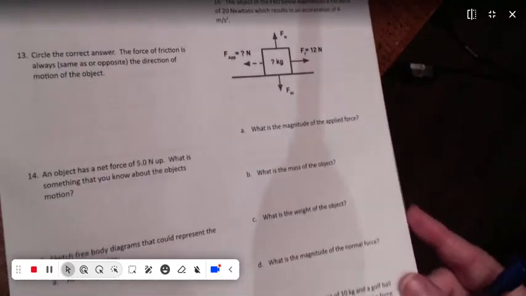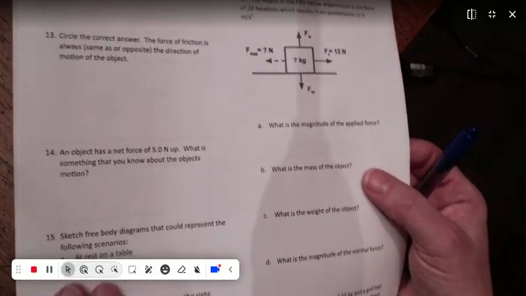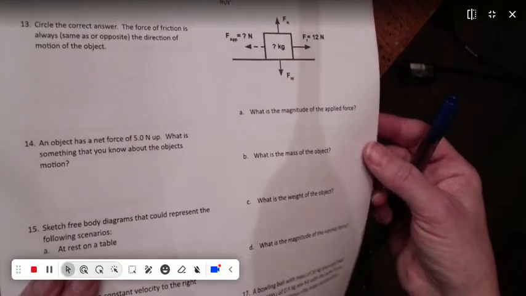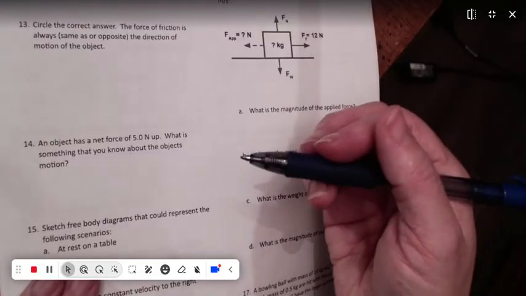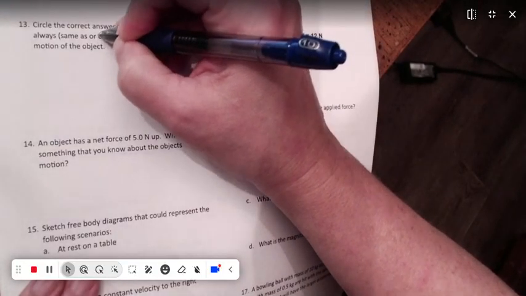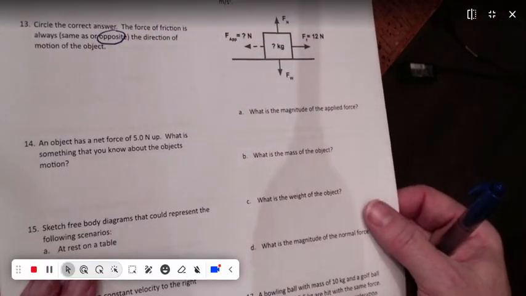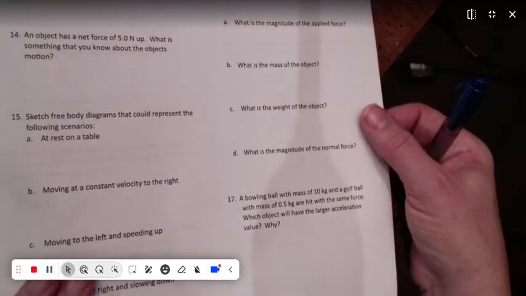Okay, let's see. The force of friction is always opposite the direction of motion of the object. Friction is always working in the opposite direction of our motion. It's like it's working against motion, kind of.